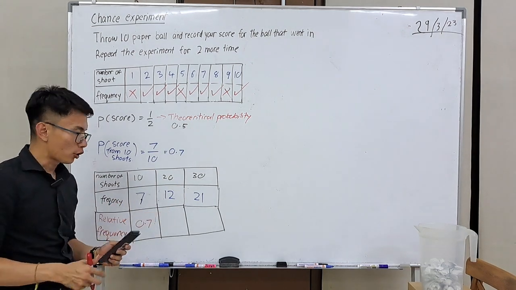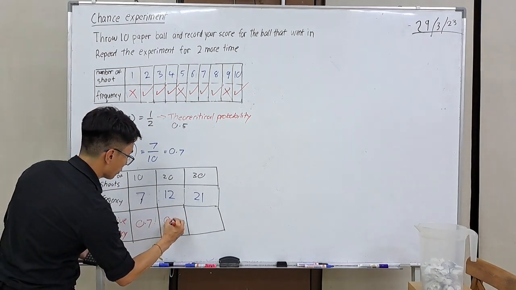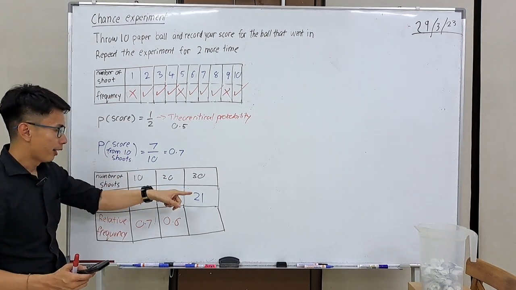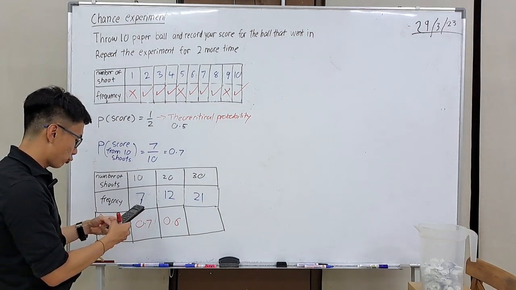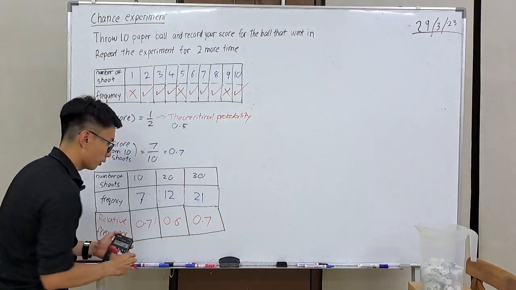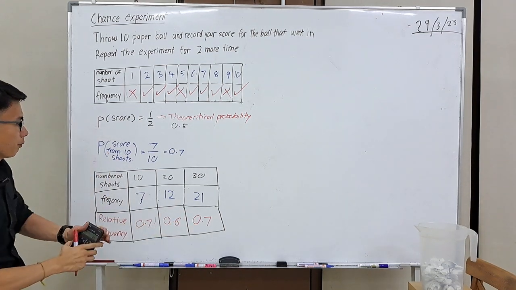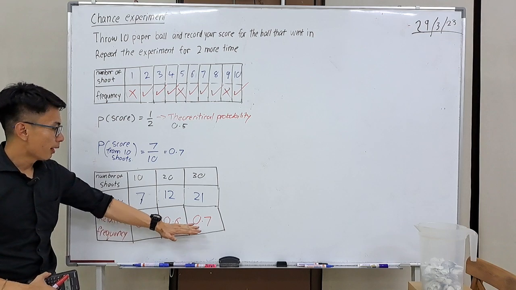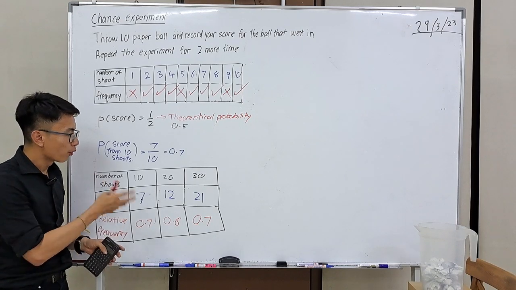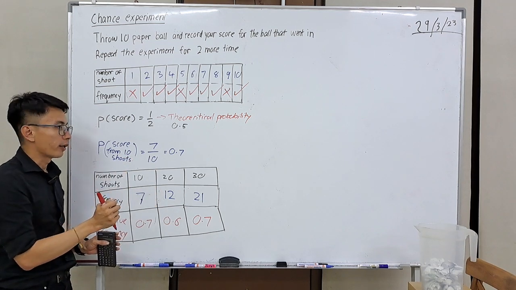What about my second round? That would be 12 over 20, which is 0.6. The number of scores I get over the total shots. And finally, I have 21 over 30, which gives me 0.7. Take a look at this result. This is my relative frequency. Based on my result, it is actually higher than the theoretical probability, which means overall my accuracy of throwing the paper ball is quite acceptable.